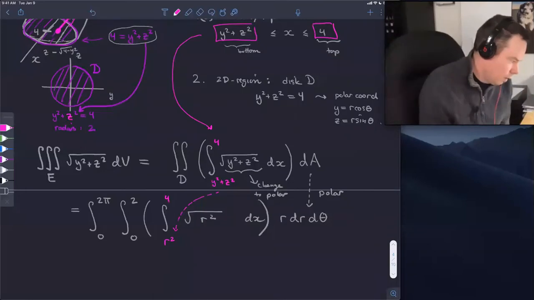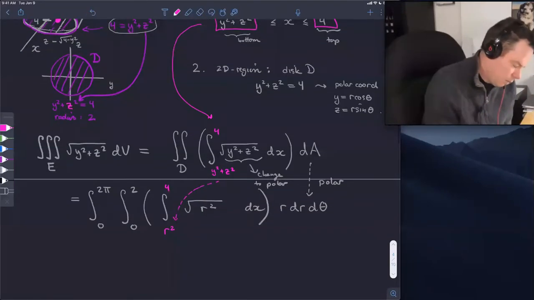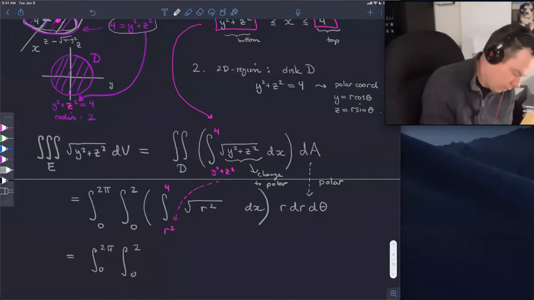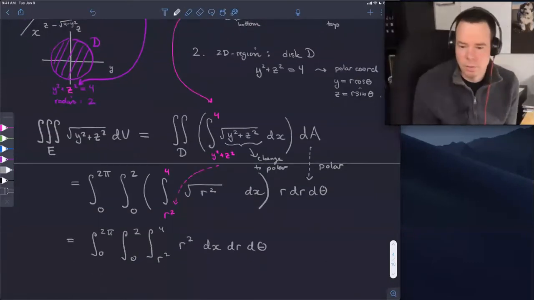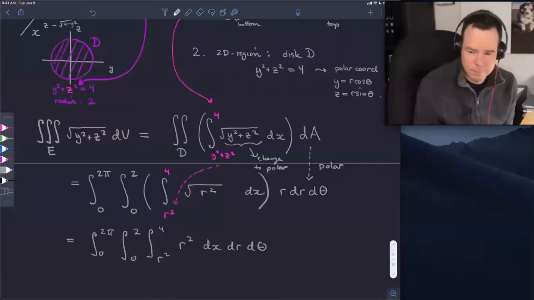So we've got all of our updates to polar coordinates made, and now we'll write down the last line, which takes into account the fact that we have a square root of r squared. So there's our limits of integration. The square root of r squared just becomes an r, and we've got another r that's outside. So that becomes an r squared dx dr d theta, and that's our integral that we want to calculate.